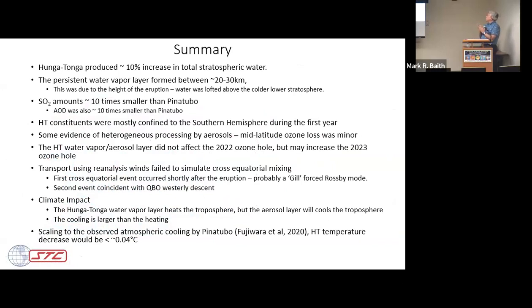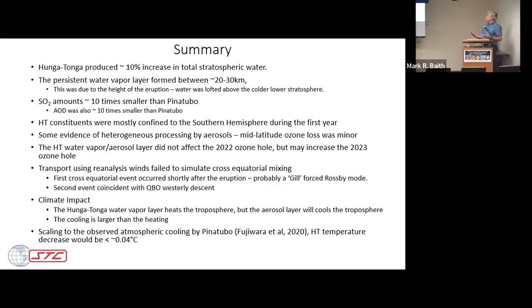Hunga-Tonga produced about a 10% increase in total stratospheric water. There's a persistent water vapor layer at 20 to 30 kilometers. This is due to the height of the plume, which got above the cold lower stratosphere. The cold lower stratosphere causes a lot of the water to condense into ice and fall out of the stratosphere. That's why Pinatubo didn't have as much water, because it didn't produce as much, but also didn't go as high.